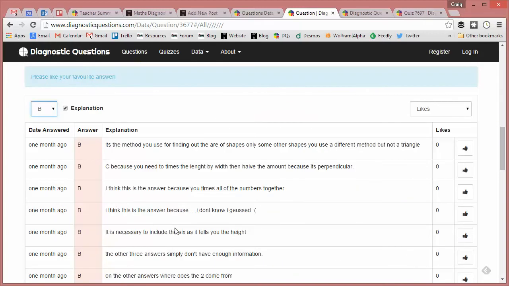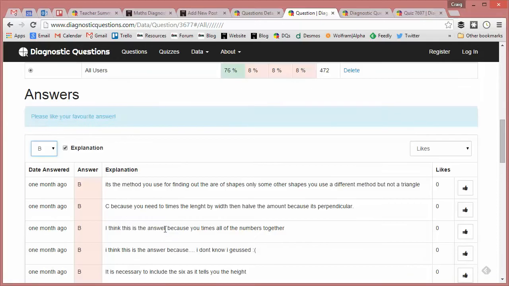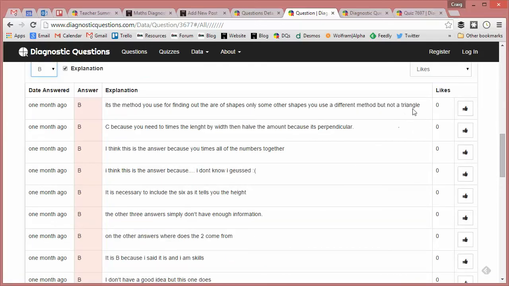They've gone to the trouble of writing a pretty detailed explanation, but they're convinced that this particular method where you times all 3 things together is the one you need for a triangle. Maybe because a triangle's got 3 sides, and I don't know. There you go. That's the one that reveals it. "I think this is the answer because you times all the numbers together."